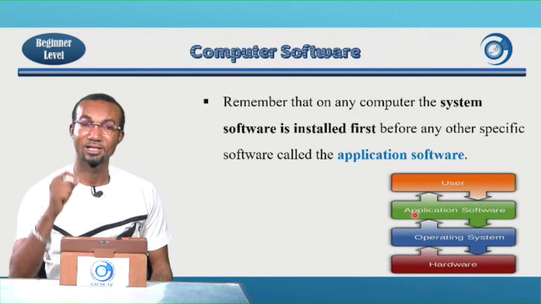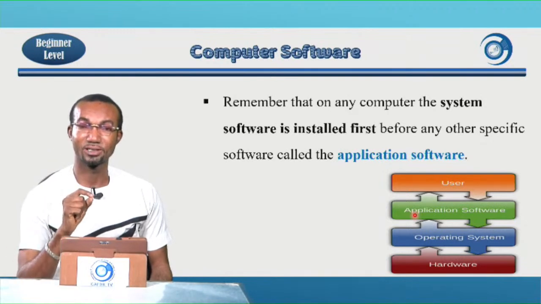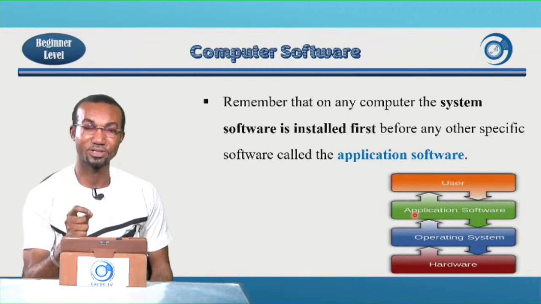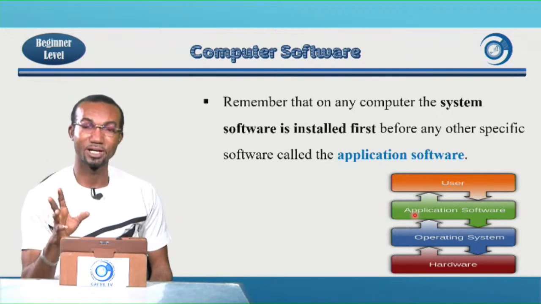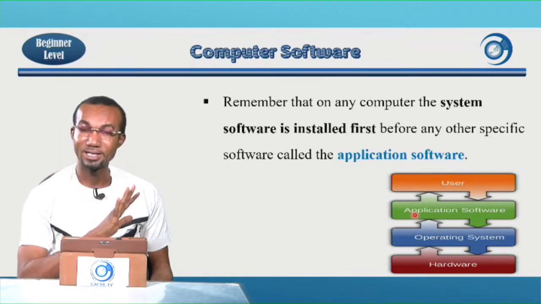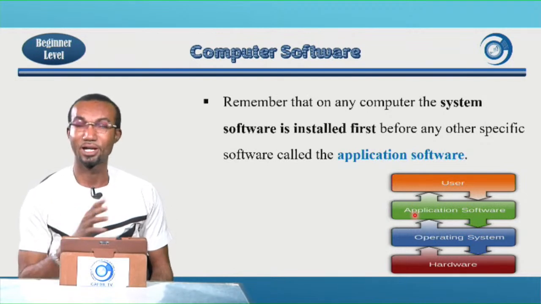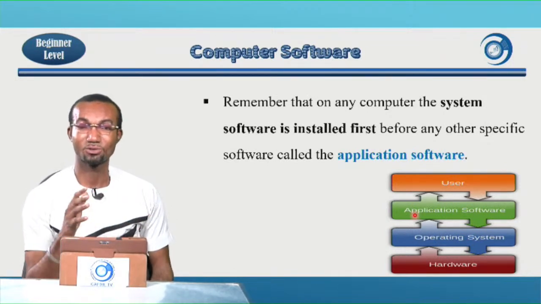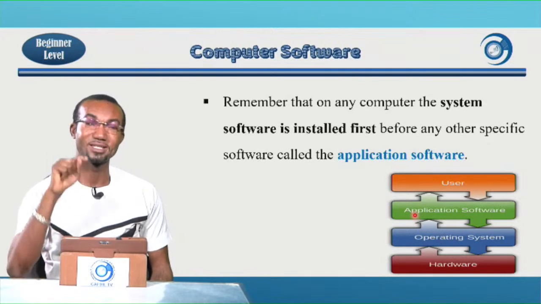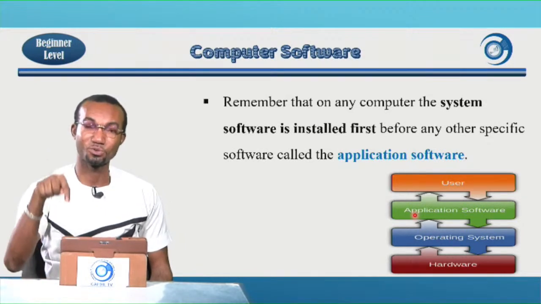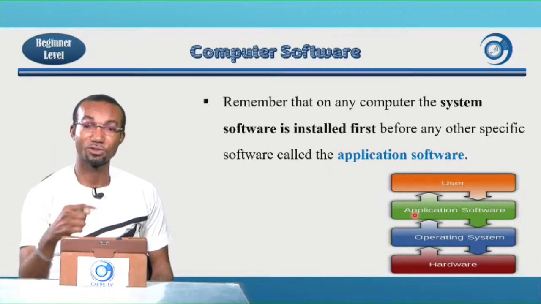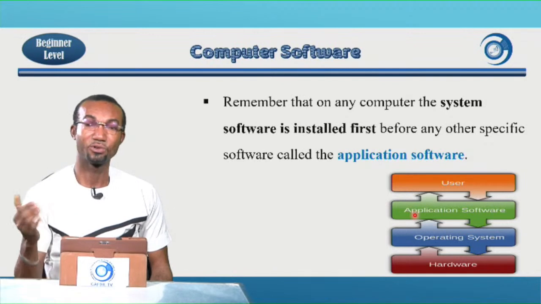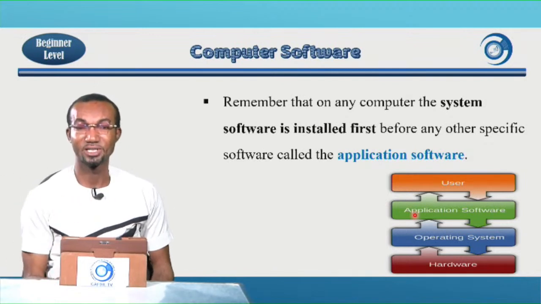So remember that on any personal computer, the system software is the first software installed before any specific software. Specific software are called application software, and you will come to that. But when you buy any personal computer, a phone, a laptop, a desktop, the system software is the first software you will find. When you switch the machine on for the first time, the system software is the first software you will see before you install other application software.